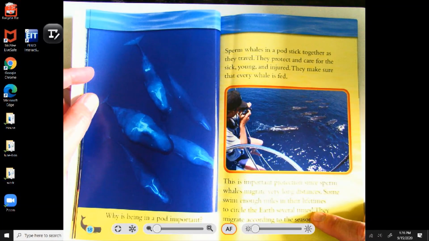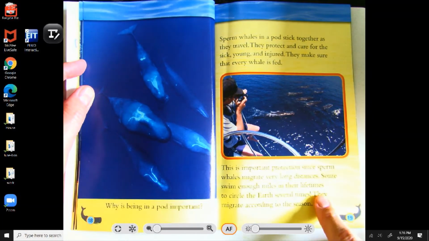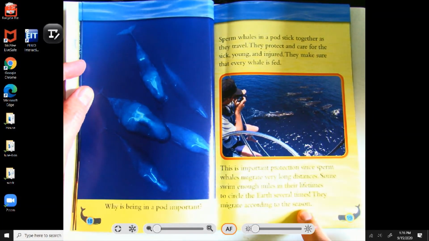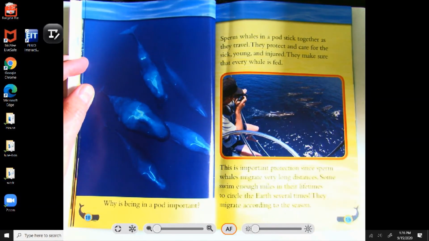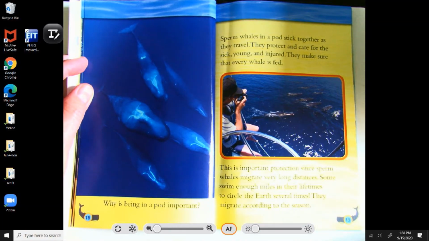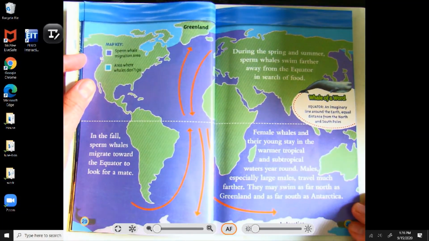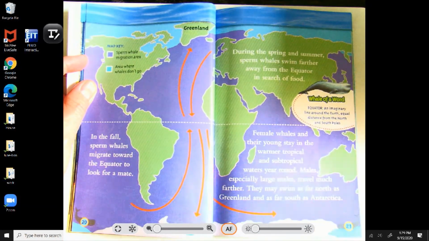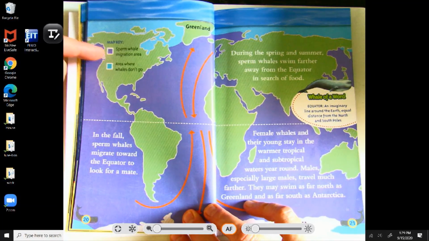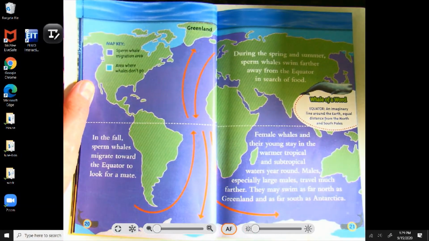Ooh, do you remember what that's called from history when you circle all the way around something? Circumnavigate. Correct. They migrate according to the season. Ooh, scholars, they have that in common with geese. Geese migration is related to seasons. Ooh, another text feature, an insert added to the page with extra information. I would say we even have one over here. This map and key would be a type of text feature.